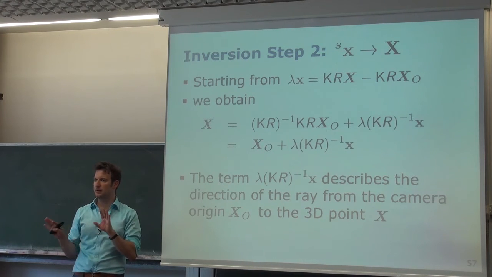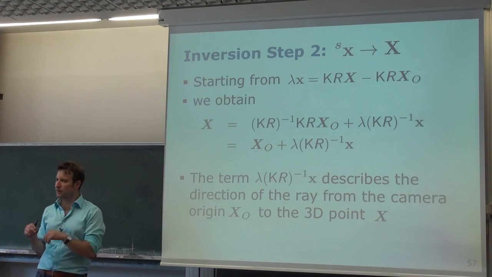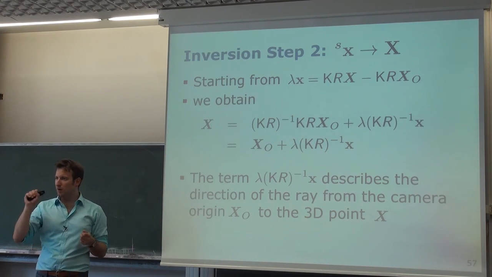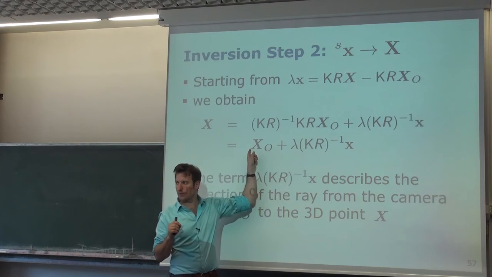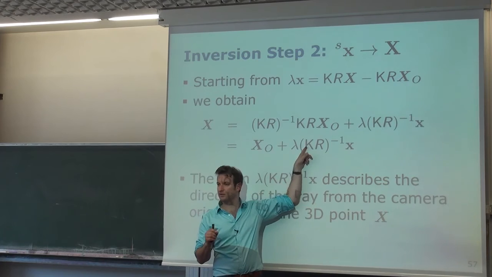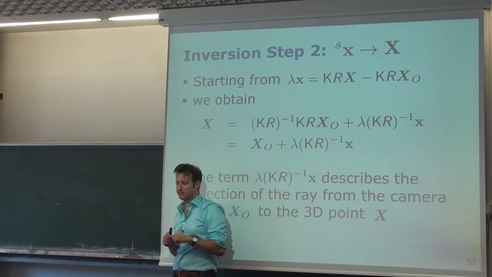Okay? Kind of clear how that works? Whenever you have an image, you want to know the ray that corresponds to a certain pixel. The only thing you need to know is where this camera is in the real world, and you need to know the calibration matrix, and then you can actually compute that line.